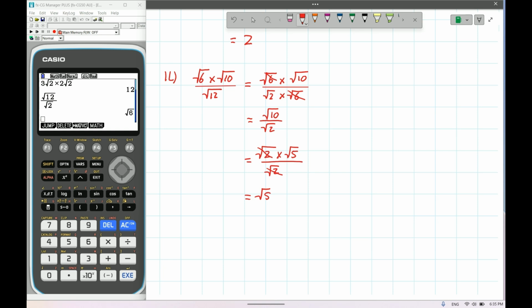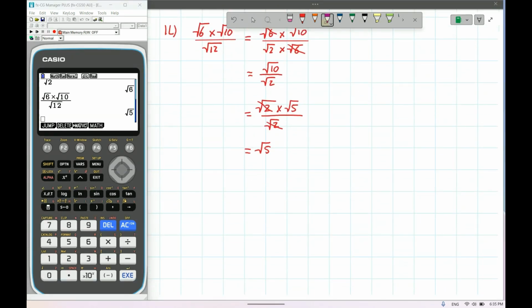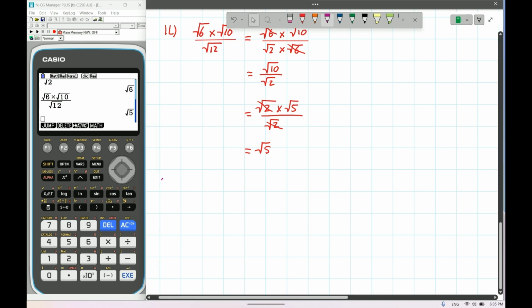And if you put root 6 times root 10 over root 12 on your calculator, you come out to be root 5. Yeah, cool. All right, cool. So that's the first set of questions, question 1. I'll start moving on to the material from question 2. Okay, cool.